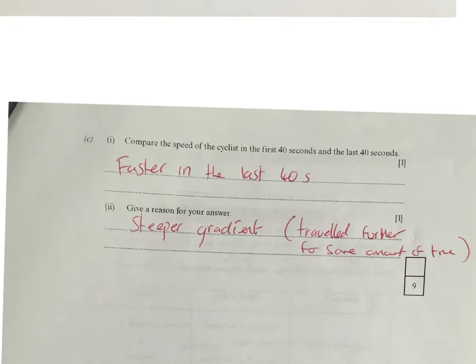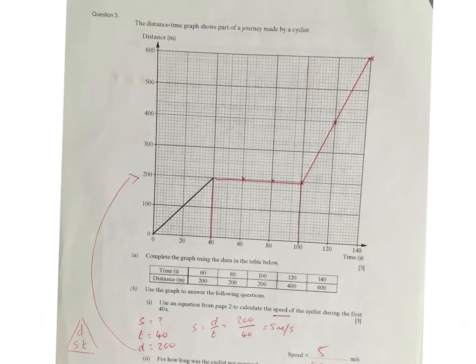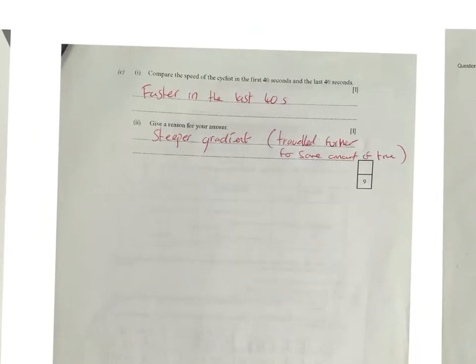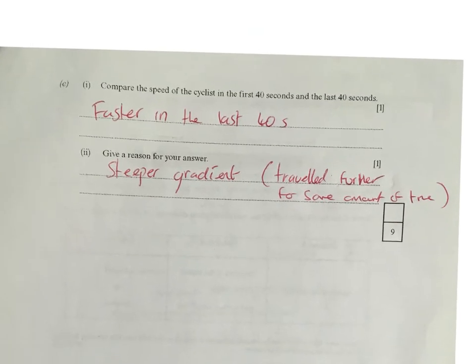Next question then, compare the speed of the cyclist in the first 40 seconds with the last 40 seconds. Well, already I can see the last 40 seconds, which is 100 to 140, is a steeper gradient than the first 40 seconds, which is not as steep. And again, you could do calculations. You could put distance over time, so it's going to be 200 over 40, okay? Or you could put the difference there, so 600 minus 200, which would be 400 over the time there, which is 40. And you'll see that it's an increase. So what I've said is faster in the last 40 seconds.